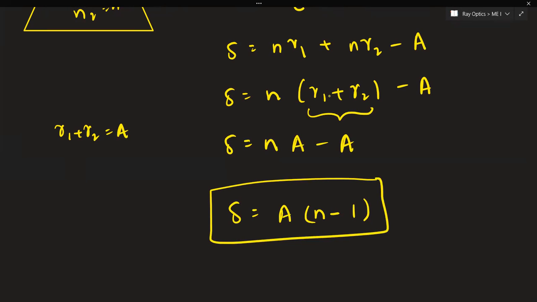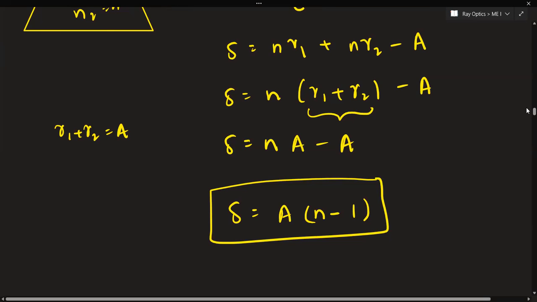This is the formula that you use in case of small angle prism. So we call the prism only a small angle. And in your exam, you can get a question like, derive an expression for the angle of deviation of a small prism in terms of refractive index and angle of prism. So you have to derive this relation if such a question arises.